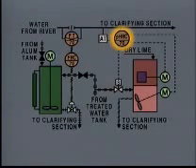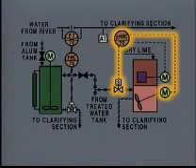When the pH of the raw water is too low, the controller sends an electrical signal to the solenoid-operated control valve, to the mixer motor, and to the motor on the lime shaker.